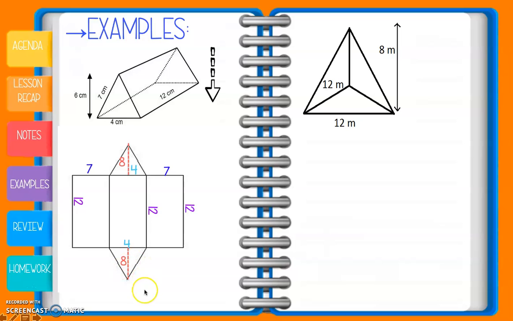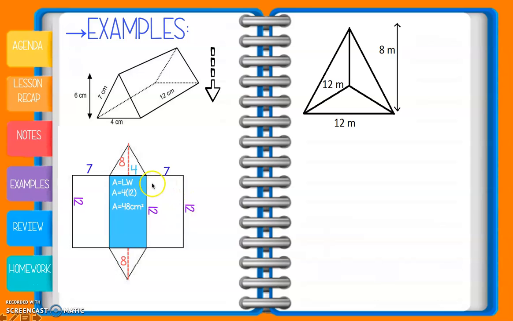Okay. Now what we're going to do is find the area of each individual piece. So let's start with our base here. We know that our formula is area equals length times width. The length is 12 and the width is 4. So the area of that base is 48 centimeters squared.